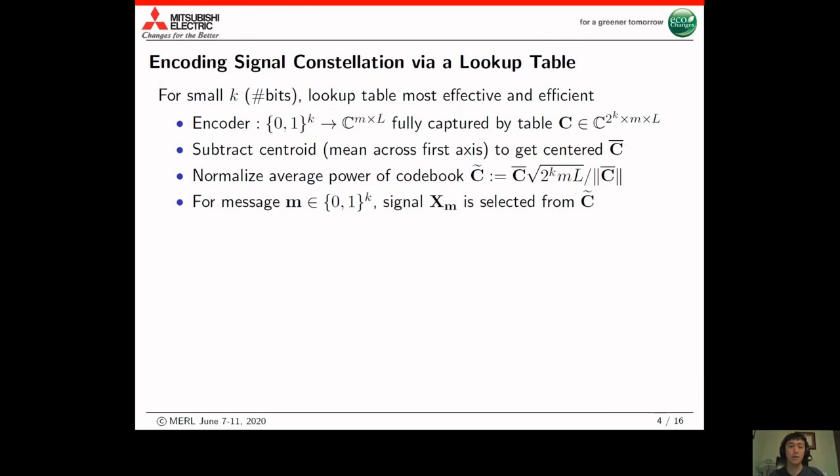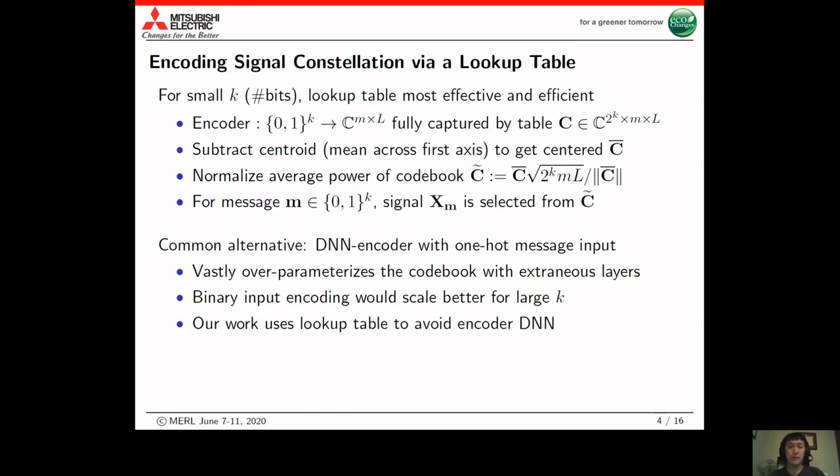In our approach, we consider an encoder where the signal constellation is captured by a lookup table. For a small number of bits k, using a lookup table is the most efficient and effective way of doing this, since the encoder can be fully captured by the table C of these dimensions. The tensor C fully parameterizes all possible codebooks, but for power efficiency, we'll subtract out the centroid from that to get a centered constellation and also normalize the average power of the codebook to keep with the power constraint. For a given message, the signal X is selected from this normalized and centered tensor.